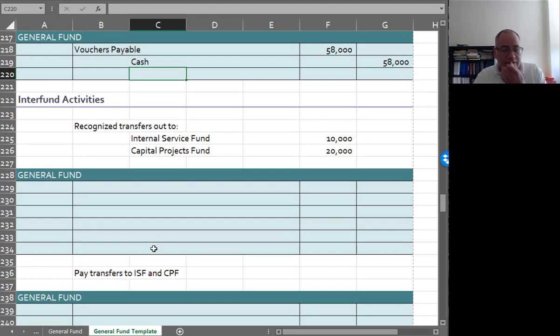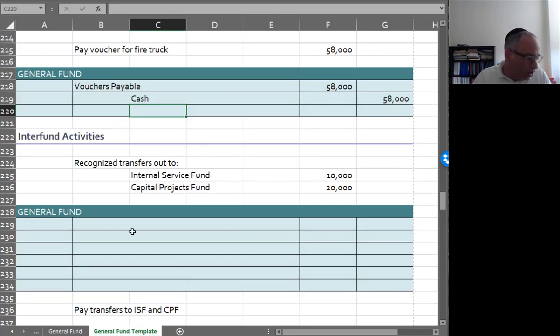We have transfers out in the general fund to the internal service fund and the capital projects fund. We're only going to talk here about the general fund, and you can use your imagination to try to figure out what's going on in the internal service funds and in the capital projects fund. So in the general fund, I'm going to debit other financing uses. That's what OFU stands for, other financing uses. Debit transfer out to ISF. ISF is Internal Service Fund, $10,000. Credit due to ISF. This just creates a liability to the ISF.